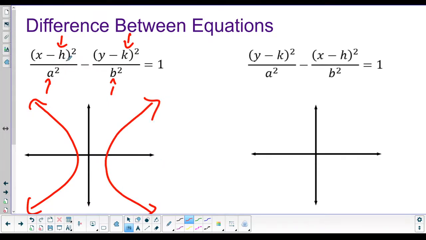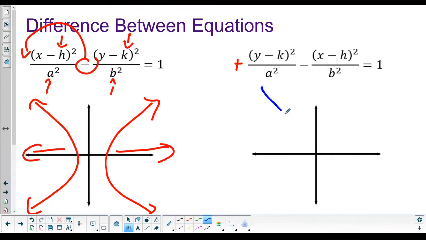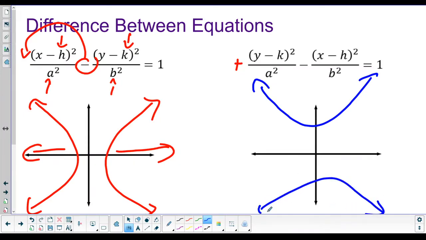All right. So if the x term is positive, the hyperbola, or the graph part of it, is going to go in the positive x direction and the negative x direction. If we switch which term the negative is on, so I put it on the x terms instead of the y's, and I make the y's positive, that takes our hyperbola and makes it go up and down as opposed to left and right. And that's the only difference.